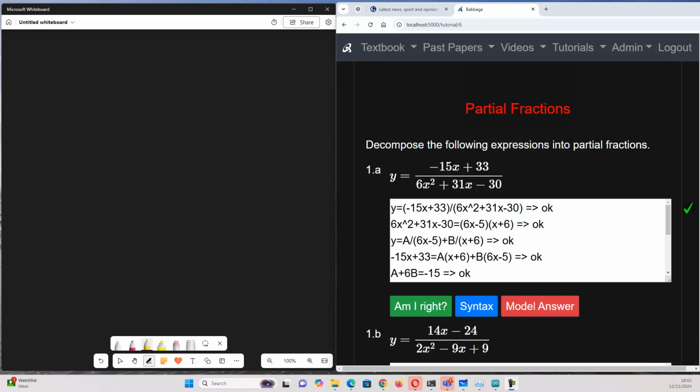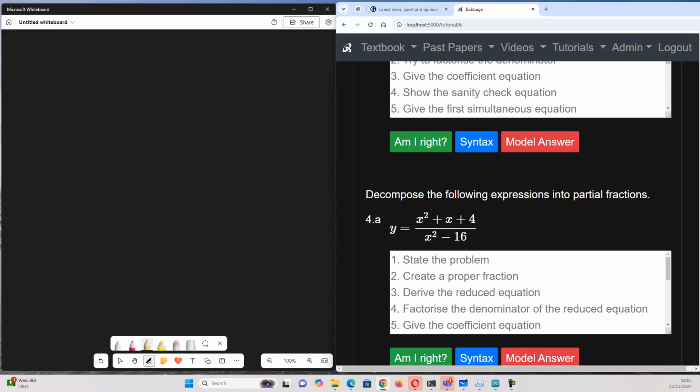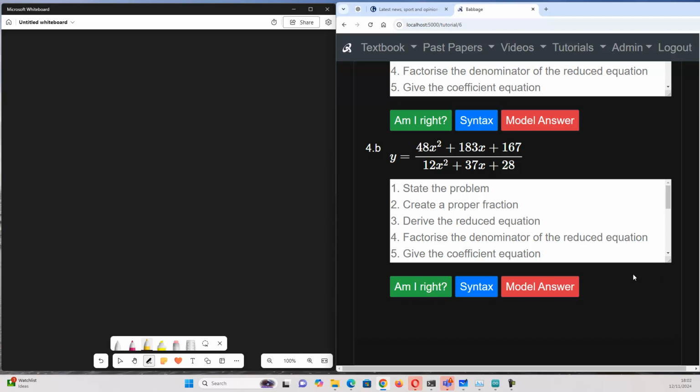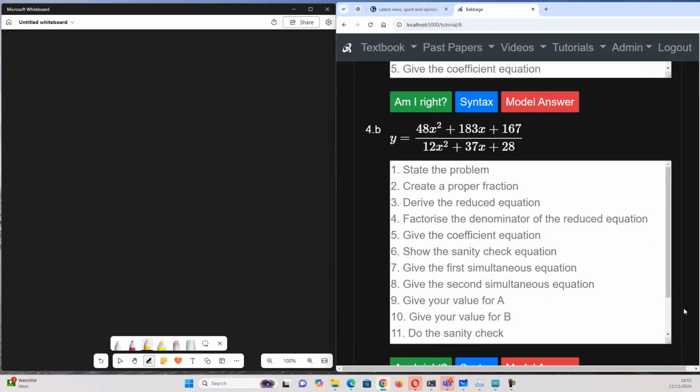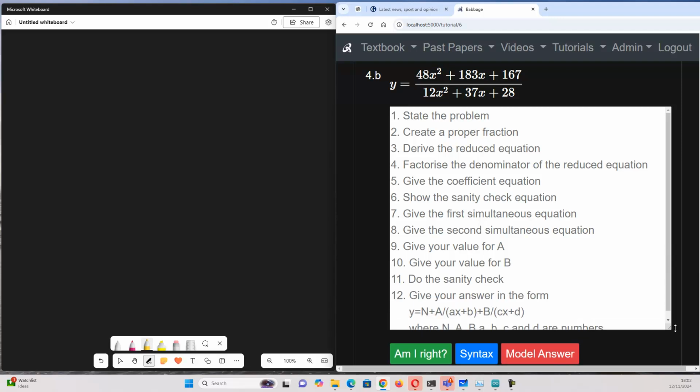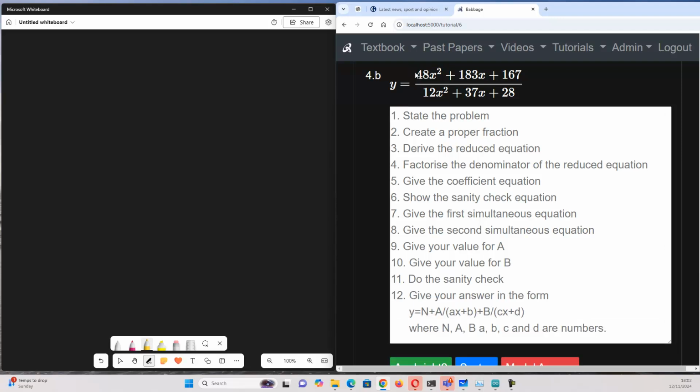This video is about partial fractions, question 4. Let's have a look at 4b. Let's stretch that a bit so we can see all of the parts of it. The question is an improper fraction. You can see we've got 48x squared over 12x squared.